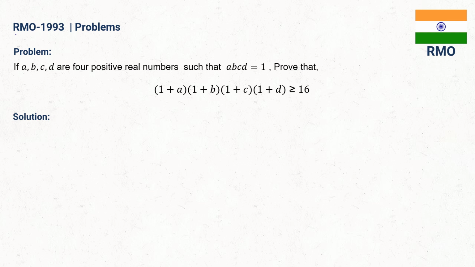Today I have a question from RMO 1993, and the question is given as: if a, b, c, d are four positive real numbers such that a into b into c into d is equal to 1, prove that (1 plus a) into (1 plus b) into (1 plus c) into (1 plus d) is greater than or equal to 16.